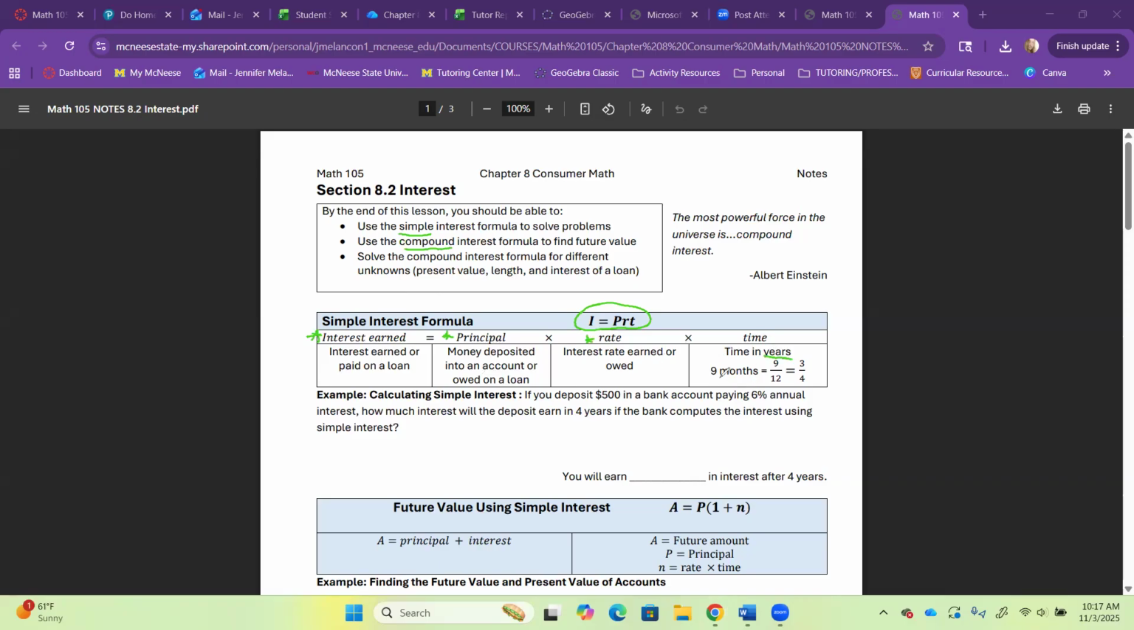So for instance, if I were looking at interest over a 9-month period, that would be 9 over 12 months, since there are 12 months in a year. So that would be 3/4 of a year. So we have to be careful with our time always being in years.